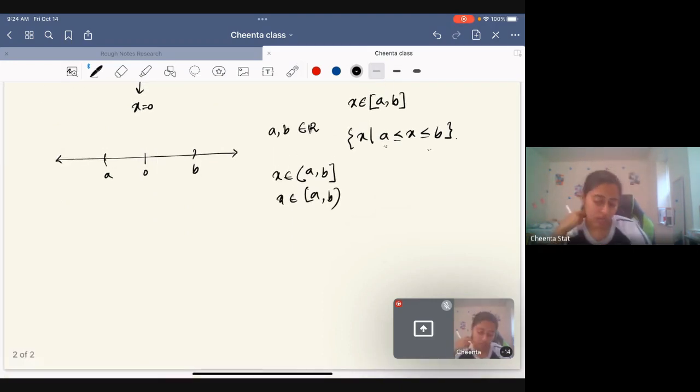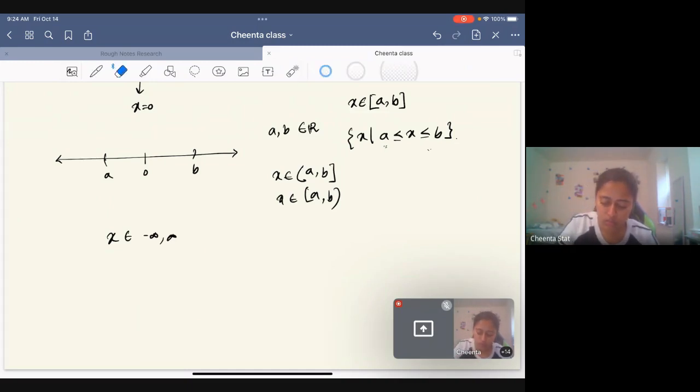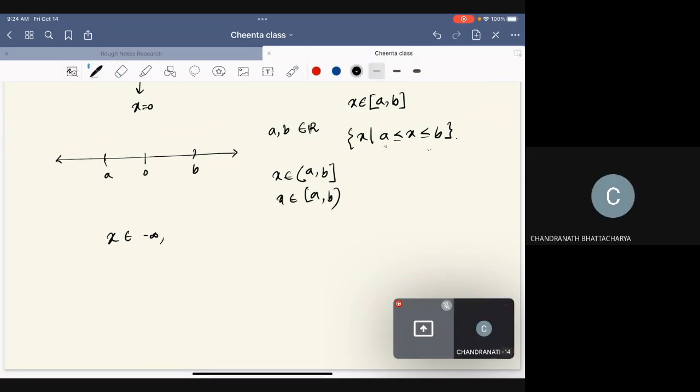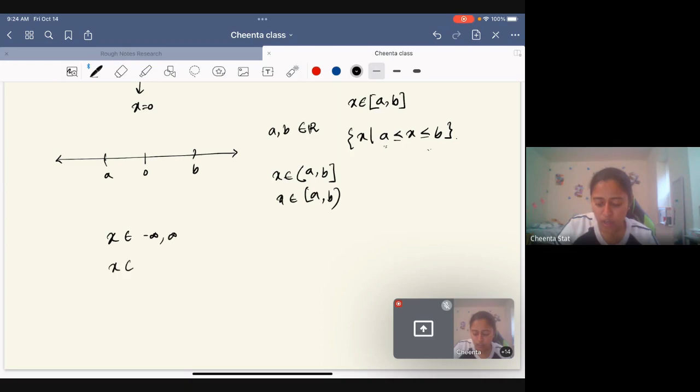Okay. Now tell me one thing. How can you write this one? X belongs to minus infinity to plus infinity. What braces should I put? Ma'am, we denote it by R, the whole real number system. Yeah, exactly. Which braces do I need to put? Exactly. X belongs to real numbers.